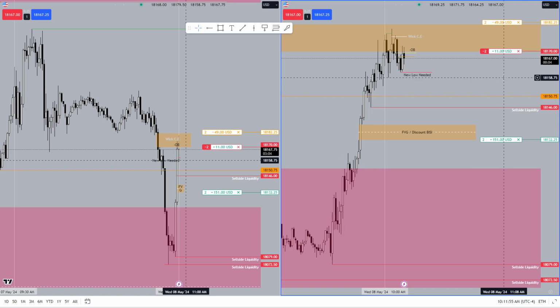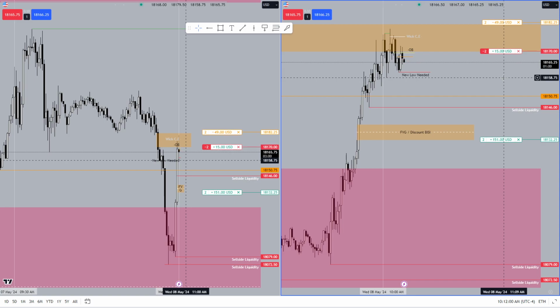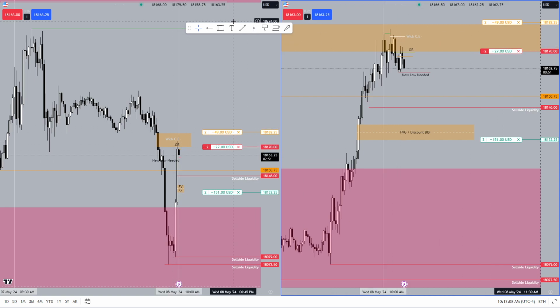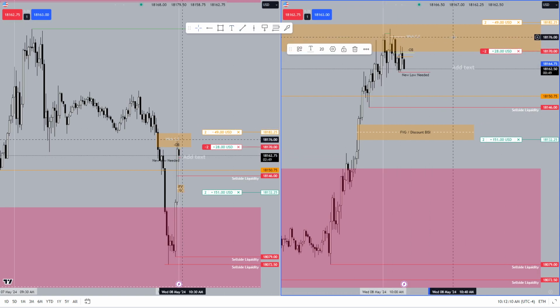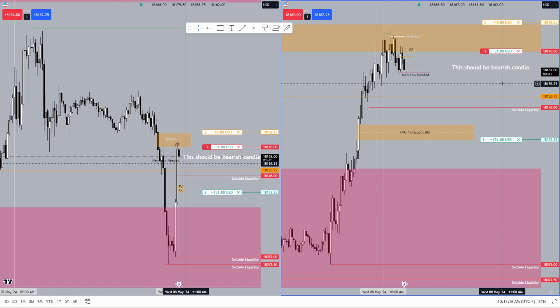Risk management is perfectly fine. We don't have to worry about taking a loss. There we go. That's a very good closing price. I want a bearish candle here too. There we go. That's golden.